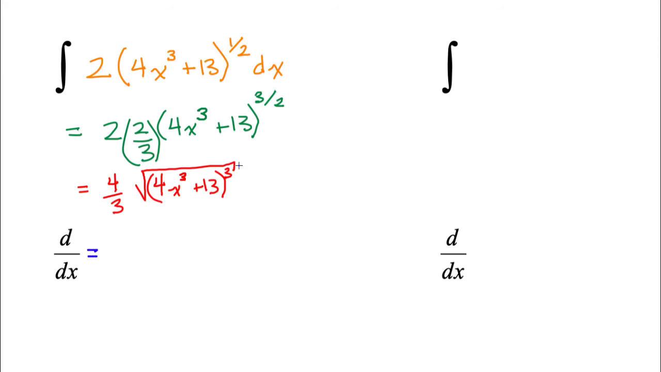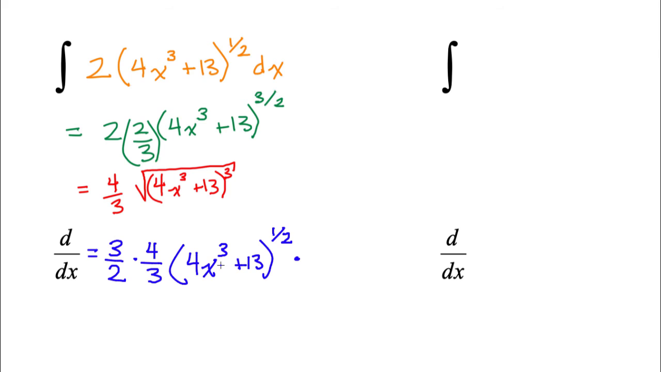So if we take the derivative, this 3 halves is going to come down in front with this 4/3. So I get 3 halves times 4/3 times this quantity of 4x to the power of 3 plus 13, and go down in power, or down 1, so it's 1/2. And don't forget your dinner.